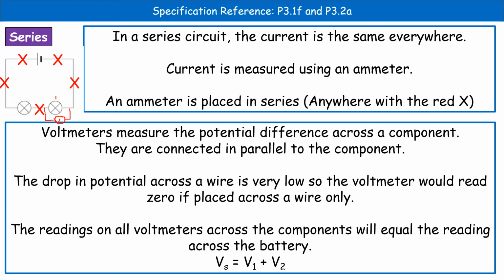Ammeter goes in series. What we find then is if we add up all of the readings on voltmeters across the components, then we get the same reading as on a voltmeter across the battery. So in our example of the diagram at the top there, if we were to have a voltmeter connected around bulb 1, a voltmeter connected around bulb 2, and a voltmeter connected around our little cell up at the top, then the reading on the one at the cell would be the same as 1 plus 2, so the 2 bulbs added together.